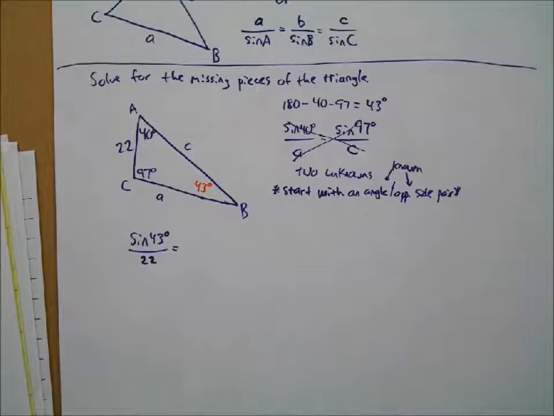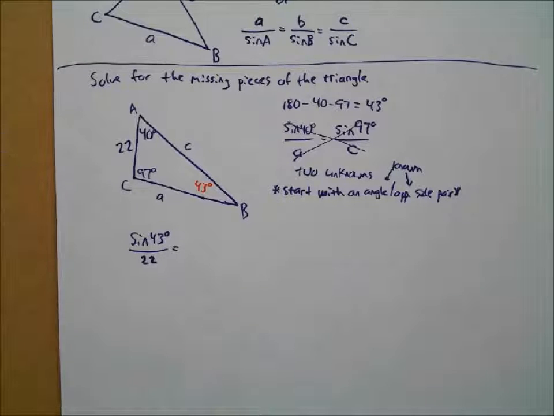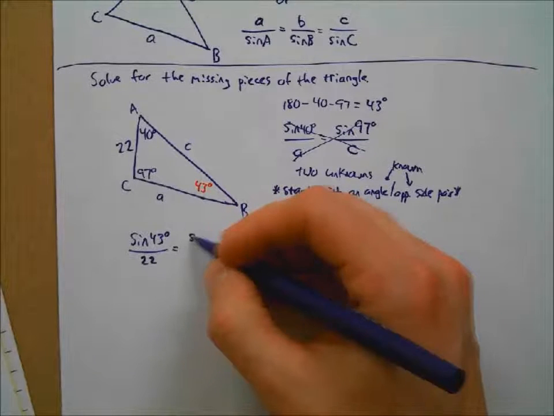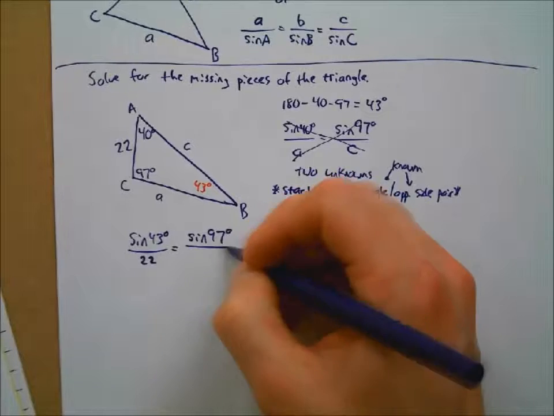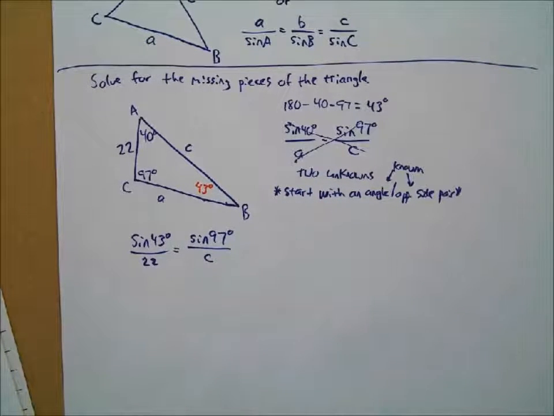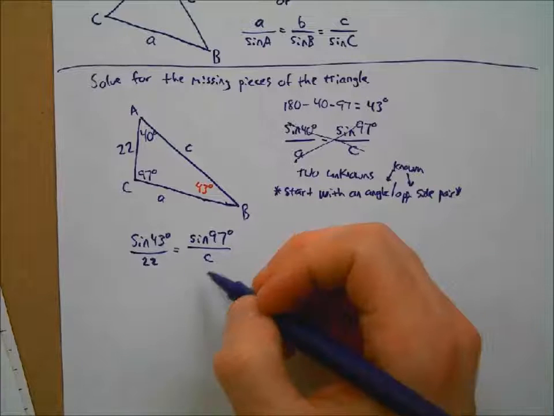And then we will also need to set up to find another missing piece here. We're going to go for the next biggest one, I like to do that. So sine of 97 over little c there. Okay, so solve for the next biggest side.